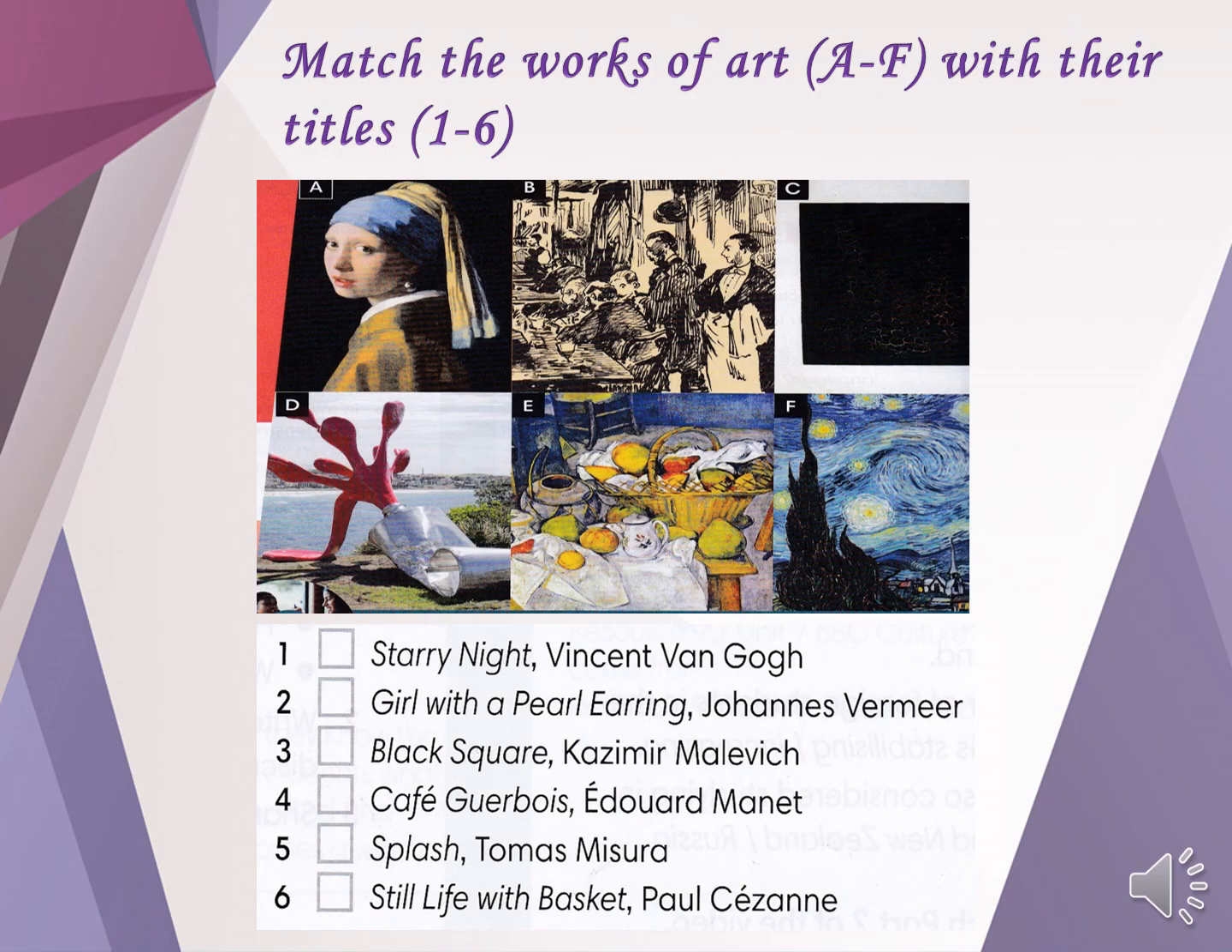Now look at exercise 3. Listen carefully. 1. Starry Night, Vincent van Gogh. 2. Girl with a Pearl Earring, Johannes Vermeer. 3. Black Square, Kazimir Malevich. 4. Café Guebois, Edvard Monet. 5. Splash, Thomas Mercier. 6. Still Life with Basket, Paul Cézanne.